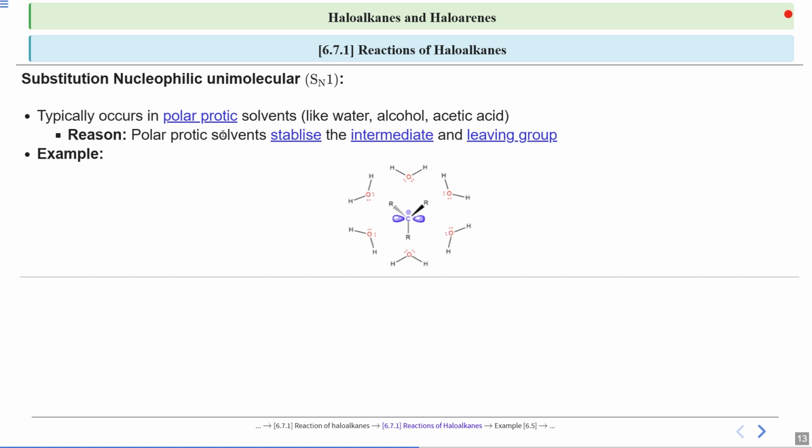Also, the polar protic solvent stabilizes the negative charge of the leaving group. The negative charge of the leaving group is stabilized by the polar protic solvent through hydrogen bonding, and this facilitates the departure of the leaving group from the solution more easily. So this is the reason behind the use of polar protic solvents in substitution nucleophilic unimolecular reactions.